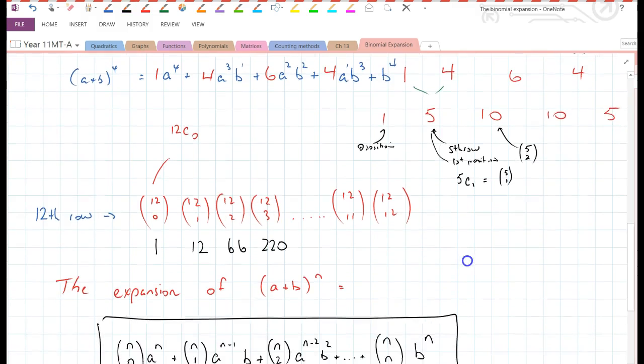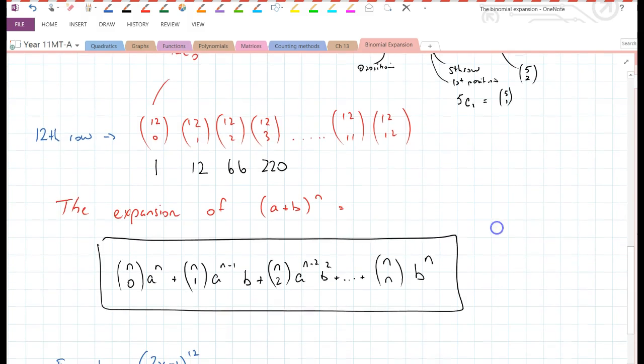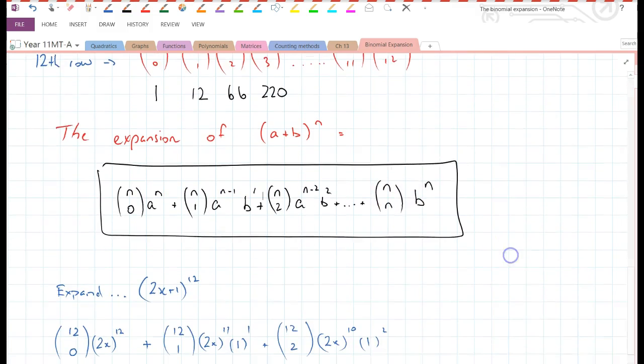Okay, so moving along, a general way of expressing the expansion of a plus b to the power of n is like so. n being obviously anything, nC0 a to the n plus nC1 a to the n minus 1. So you can see that my powers of a are reducing by 1, my powers of b are increasing by 1. So b is going to go from 1 to 2 all the way up to n, whatever it is. a is going to start at power n and reduce all the way back to 0. And that's our full expansion of a plus b to the power of n.